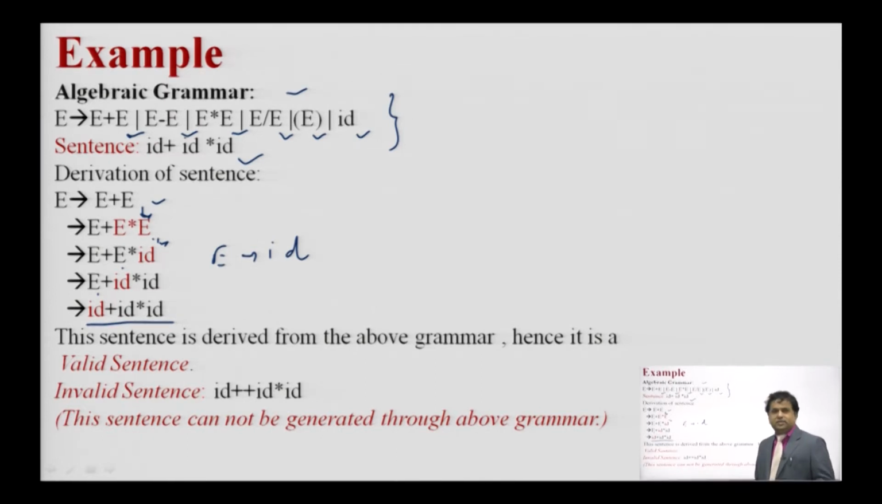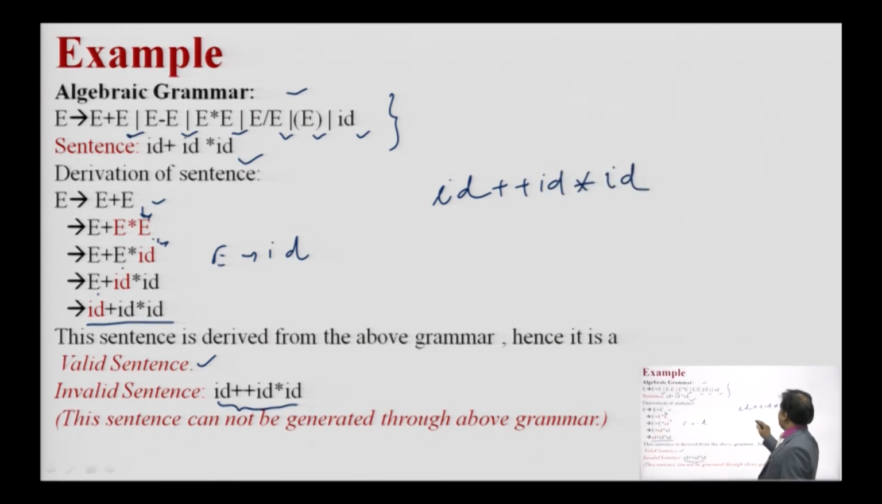If a sentence can be derived with the help of the grammar, then we call it a valid sentence. But at the same time, suppose I give an input like this: ID plus plus ID into ID. This sentence, ID plus plus ID into ID, cannot be derived with the help of this grammar.